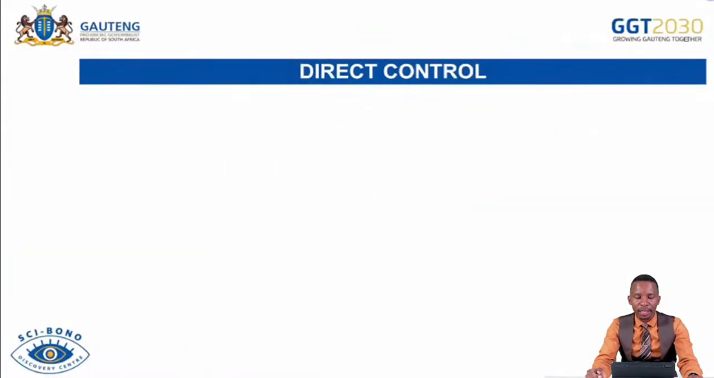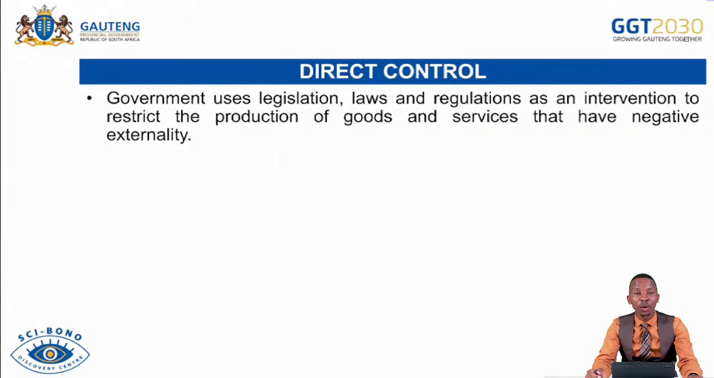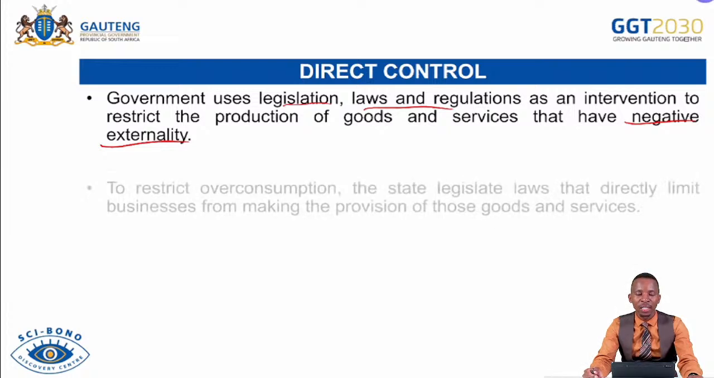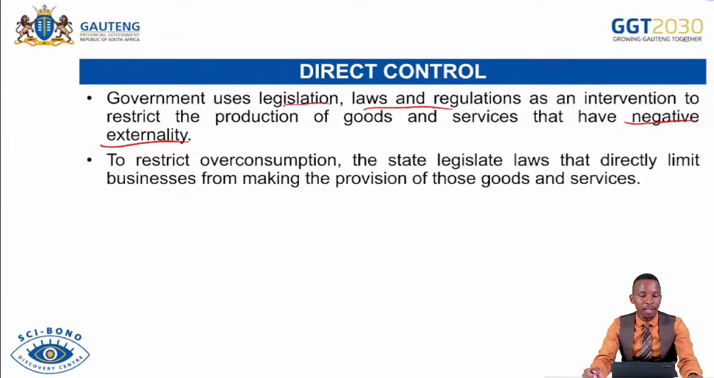So in this case, we are discussing direct control as a consequence of market failure. How does the government directly intervene to control in order to reduce the market failure? So the government uses legislation, laws, and regulations as intervention to restrict the production of goods and services that have the negative externality. So the state simply intervenes by laying out some rules and regulations in order to prohibit the production of some goods and services that contain negative externalities.